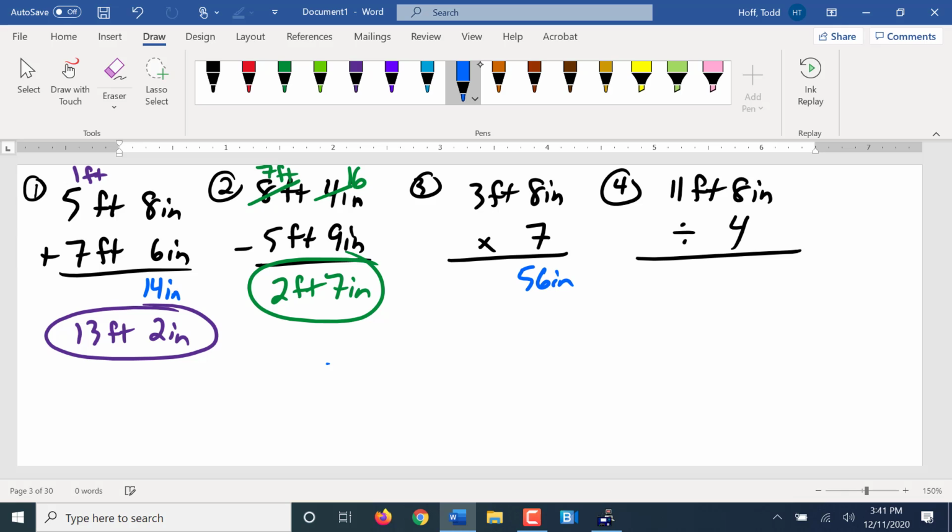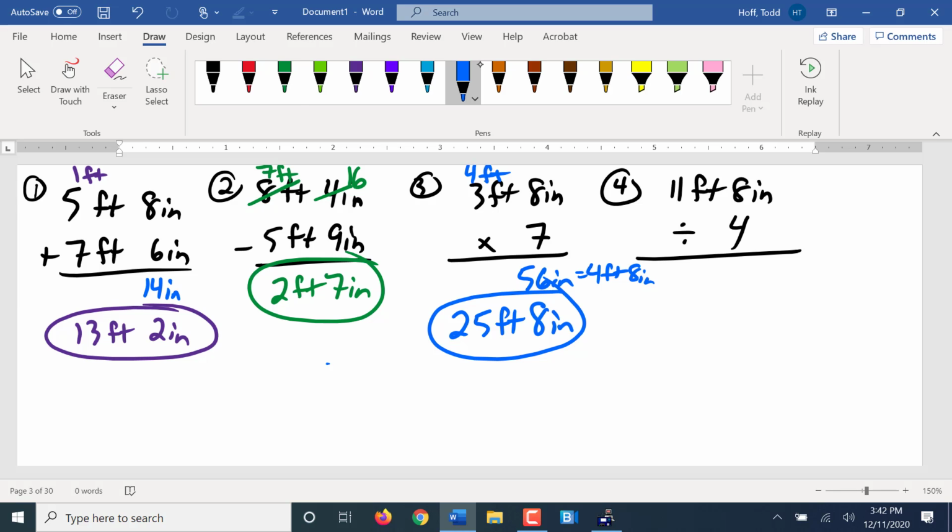56 inches. How many feet can we get out of that? 4 feet with how many inches left over? 8 inches. So we'll keep the 8 inches, carry the 4 feet. Then what? 7 times 3 is 21 plus the 4. 25 feet, 8 inches. Any questions there?